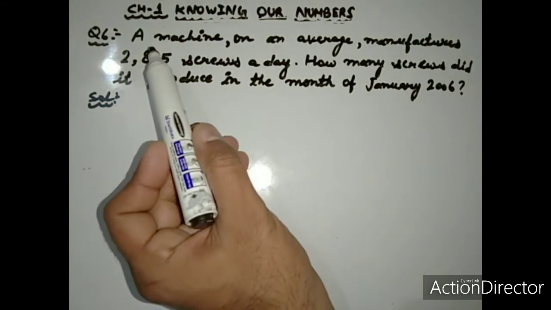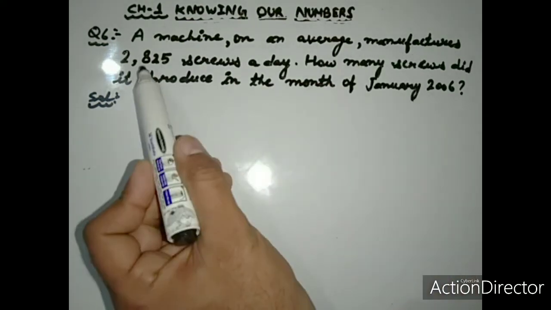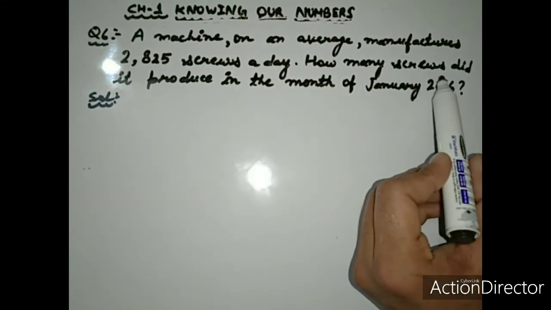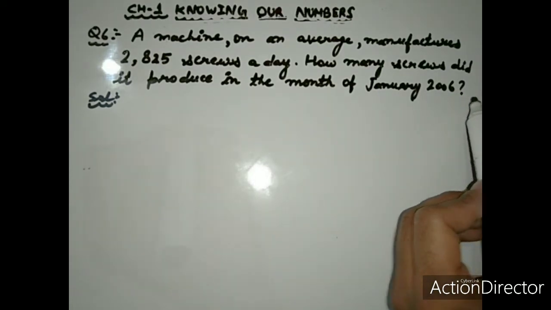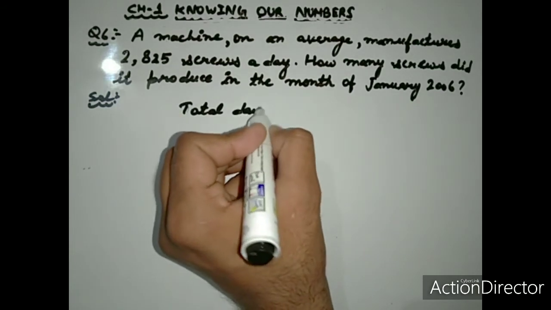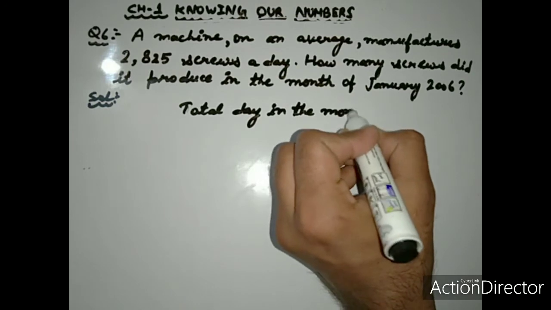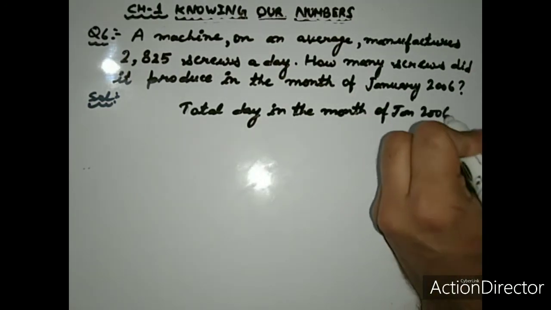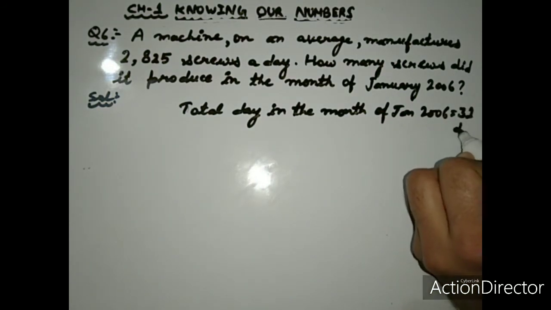So the question is, a machine on an average manufactures 2,825 screws a day. How many screws did it produce in the month of January 2006? So here we write total days in the month of January 2006 is equal to 31 days.